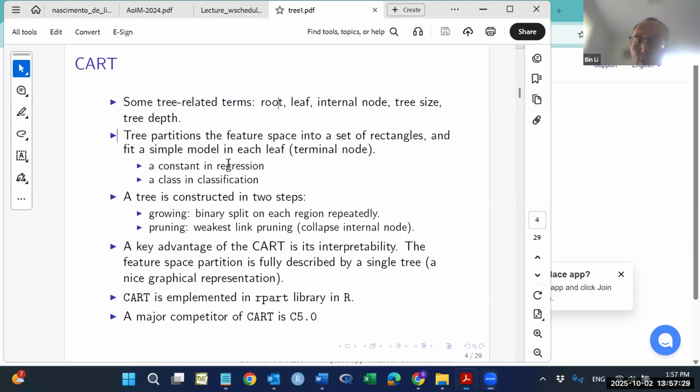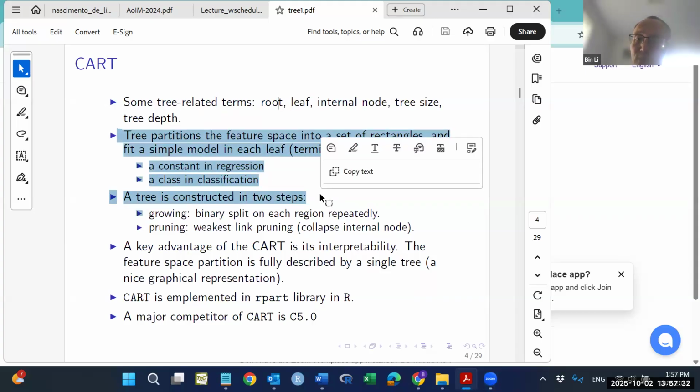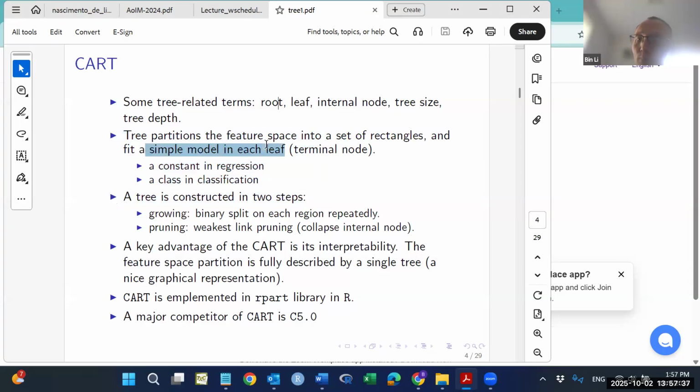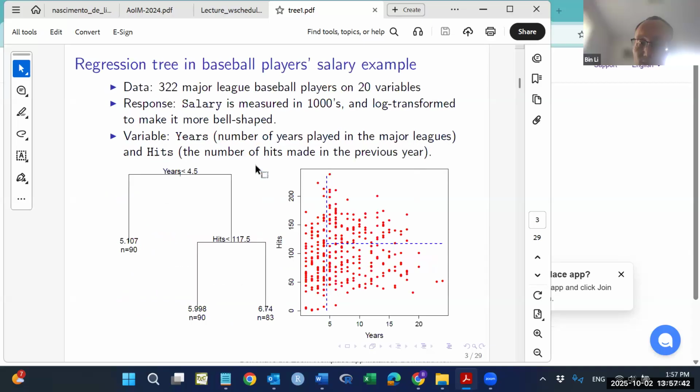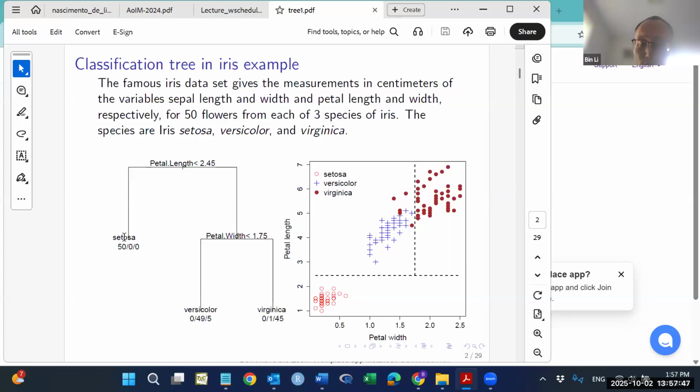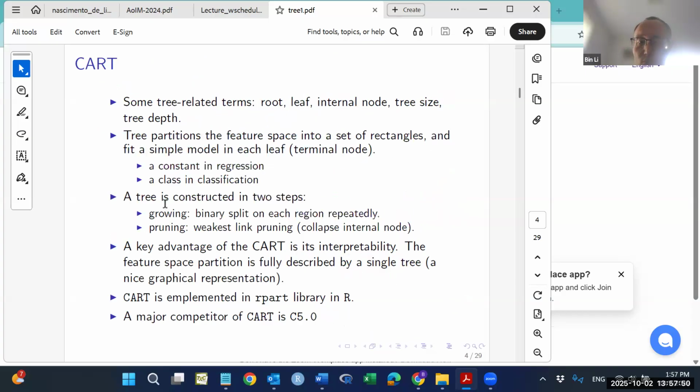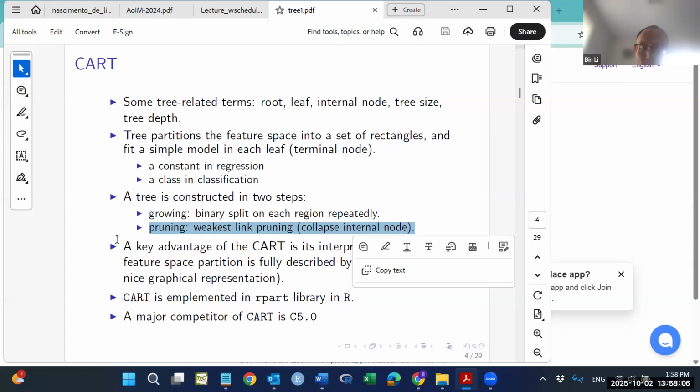Okay, so the tree, as I said, is basically partitioning the feature space into a set of rectangles and fitting a very simple model. For a regression model, it just uses a constant. For classification, it uses a majority vote. And a tree is constructed in 2 steps: growing a tree and then pruning a tree. Step 1 is to grow a tree, and step 2 is to prune a tree. We will talk about details in a minute.